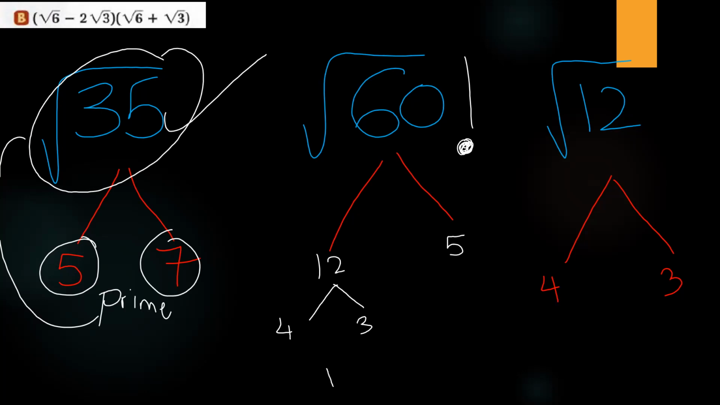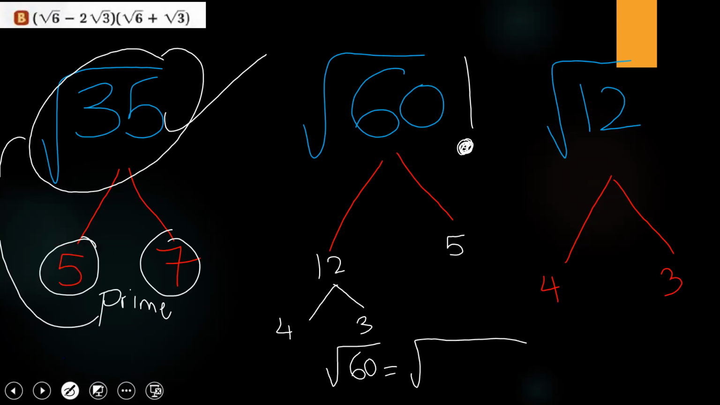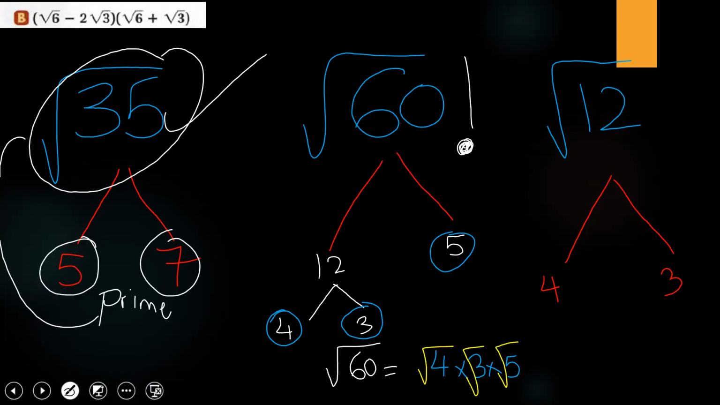Then I will say that 60 is, let's write the numbers that I stop with: 4, 3, and 5. Why do I stop at 4? Because 4 is a perfect square number. It can help me. So it is 4 times 3 times 5. Then I will distribute the square root to say that it is square root of 4 times square root of 3 times square root of 5. Then we said it's 2 square root of 15.